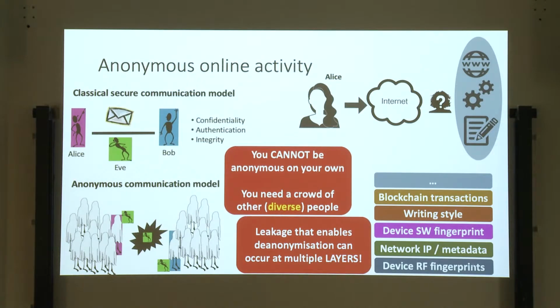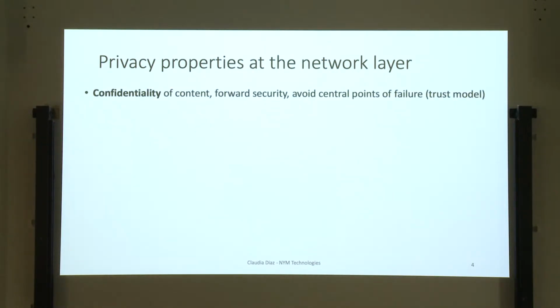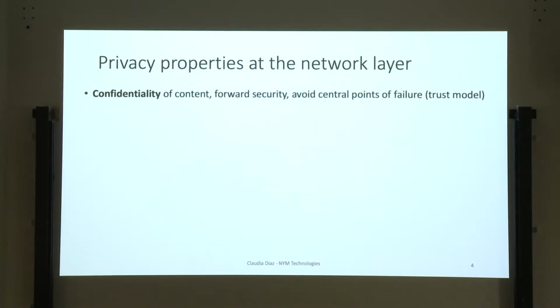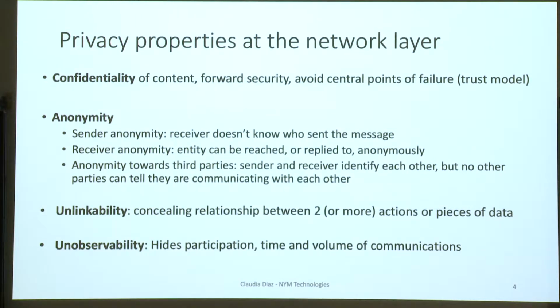All right. So when we think about private communication, what properties, more specifically, are we thinking about? First of all, of course, we want the content of communications to be confidential. We want to have other properties such as forward security, such that if, for example, some of the entities are compromised, the privacy of past communications is still preserved. And we also want to avoid central points of failure in order to have a distributed trust model that does not rely on centralized parties. Okay. So that's one of the types of properties. We also want to have anonymity. This is the main focus of this talk.